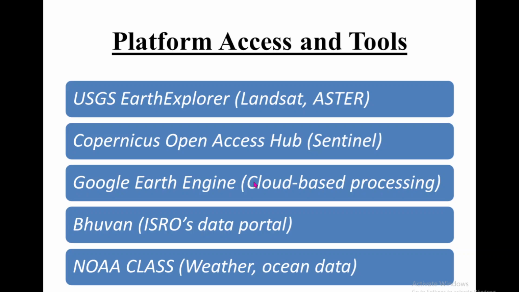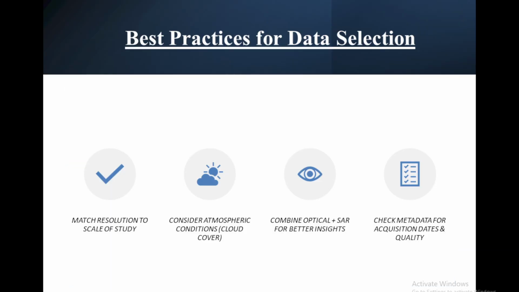So that is one. From Bhuvan, you can download all the Indian satellite data, that is the ISRO NRSC data portal. NOAA CLASS for weather and ocean data, USGS Earth Explorer for Landsat, ASTER, and many others are also there. You can also access Earthdata, that is another platform, a very widely used one. And Copernicus Open Access Hub, that is to download all your ESA data, that is European Space Agency data.